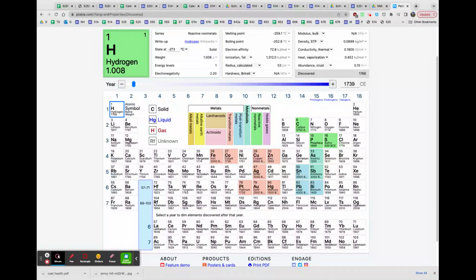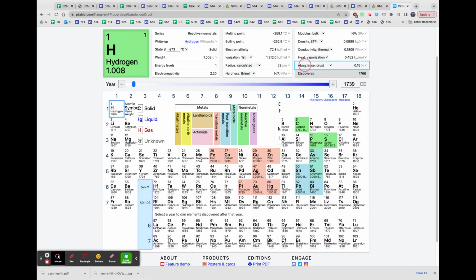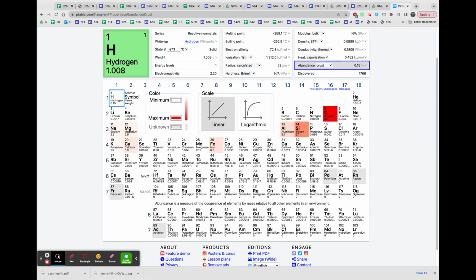Let's just look at one more thing here. That would be in terms of abundance. Let's say you're doing a geology lesson or earth science lesson. Look at abundance. Here's the abundance in the crust. So we see here, wow, in the Earth's crust, it looks like oxygen takes up almost half of the Earth's crust. And that's kind of hard for people to realize, because you think oxygen is a gas.